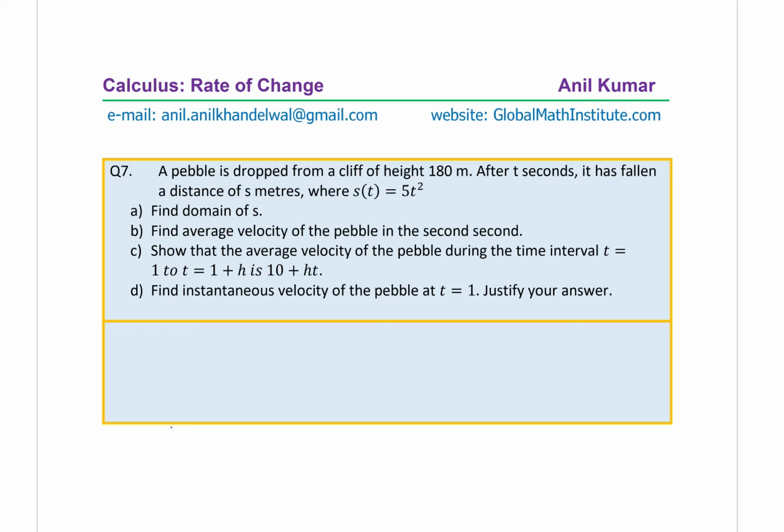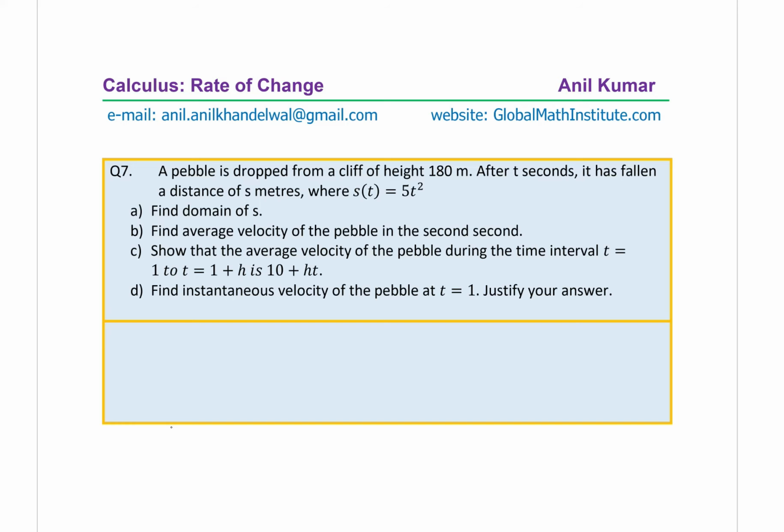C. Show that the average velocity of the pebble during the time interval t equals 1 to t equals 1 plus h is 10 plus 5h. And D is find the instantaneous velocity of the pebble at t equals 1. Justify your answer.